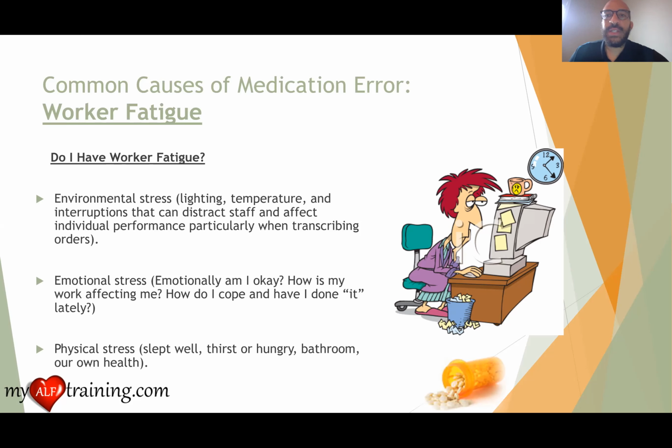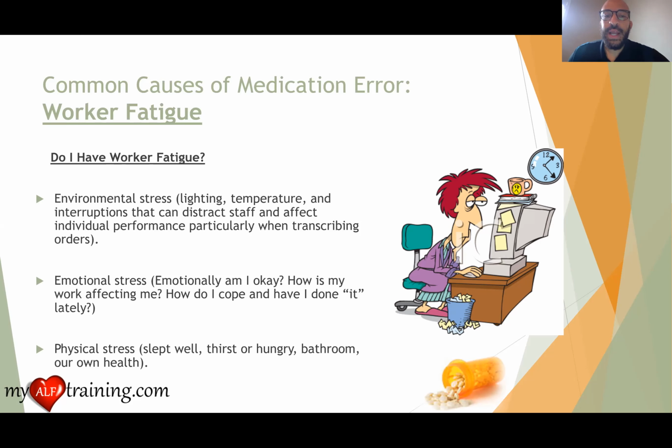If there's family there, you need to let them know, hey, I'm happy to answer all questions about the medications I'm giving, but not right now, not until I give them or not until I prepare them. Also, physical stress plays a part in worker fatigue.